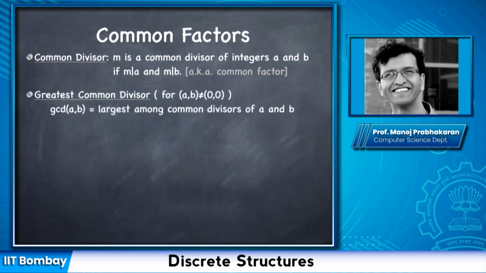And GCD is the greatest common divisor, which means the largest among all the common divisors of a and b. Okay, that's a very simple definition then. And it's defined for all pairs a, b which are not 0, 0. So one of them could be 0, but both cannot be 0. So it's a simple definition, but first we have to make sure it is well defined, because what we have defined is largest in some subset.